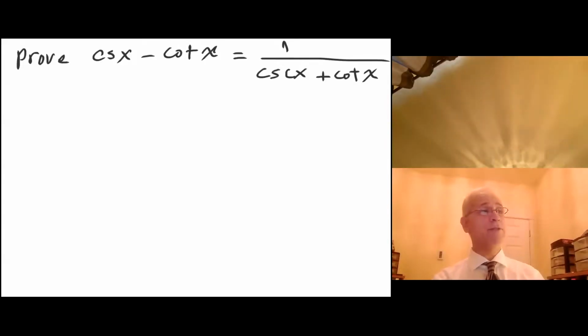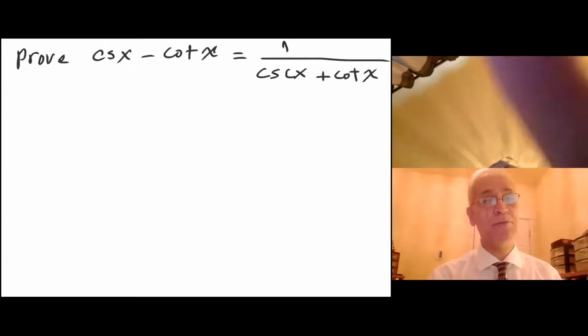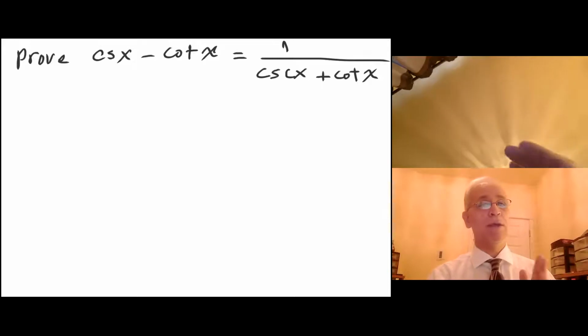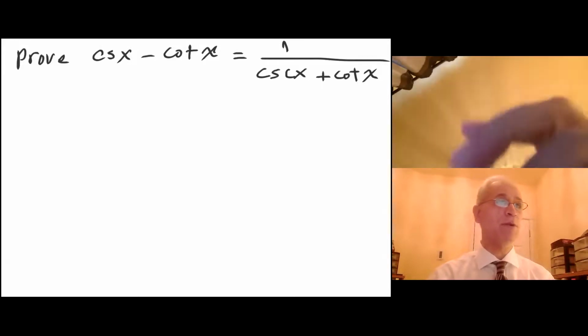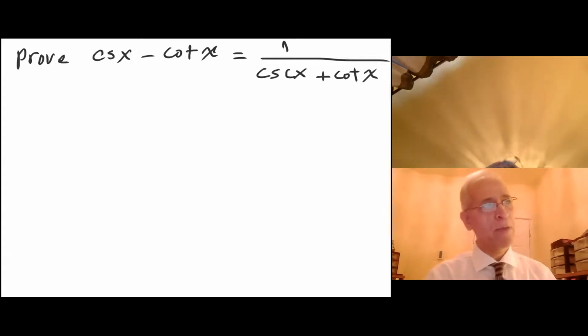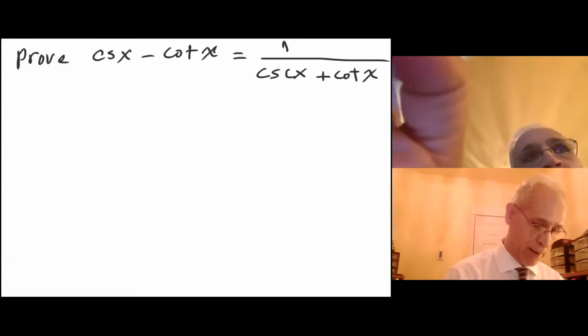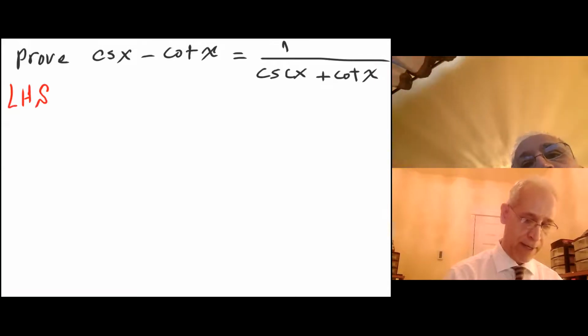Hello, Math 142. We are going to prove that cosecant of x minus cotangent of x equals 1 over cosecant of x plus cotangent of x. Usually I like to work with the left-hand side, okay? So I'm going to put here left-hand side.